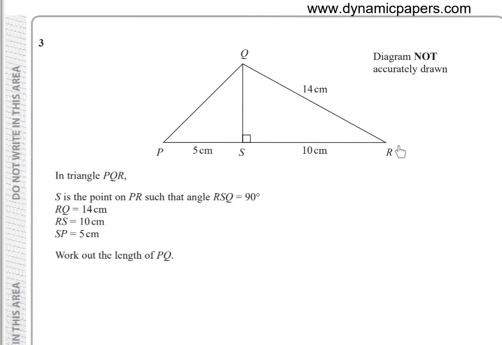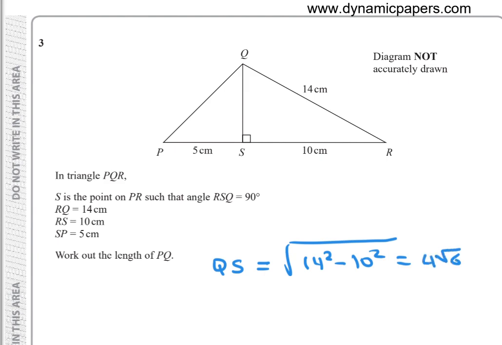RQ equals 14, RS equals 10, and SB equals 5 centimeters. Work out the length of PQ. We cannot find PQ directly, but from triangle QSR we can find QS, then we can find PQ. To find QS with Pythagoras theorem, QS equals square root of 14 squared minus 10 squared. 14 squared minus 10 squared equals 4 root 6. It's better to not write it as a decimal, so try to not round, find the exact value.